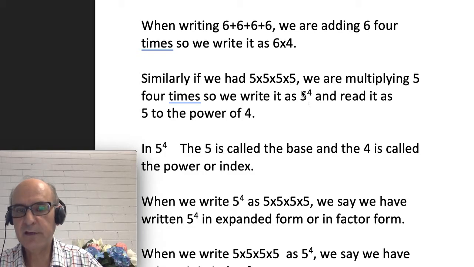So I can write it using this notation: 5, and I write the number of times it's been multiplied by itself at the top. So 5 and a number 4 at the top, and we read it as 5 to the power of 4, because 5 is times by itself 4 times.